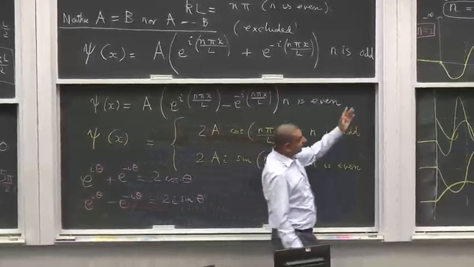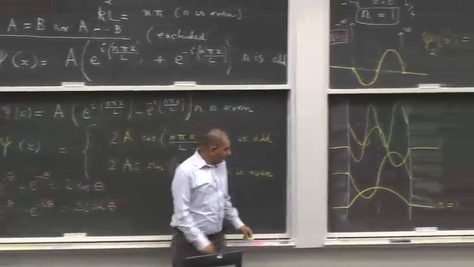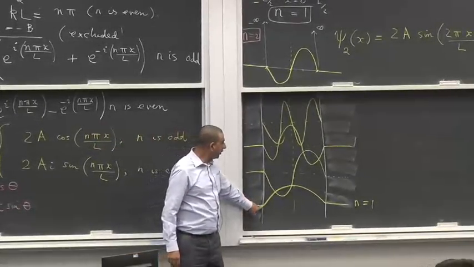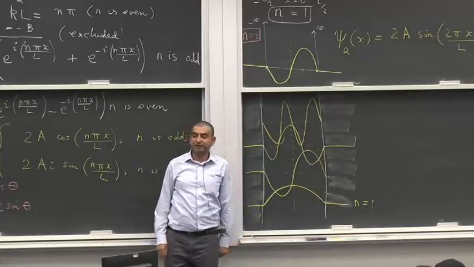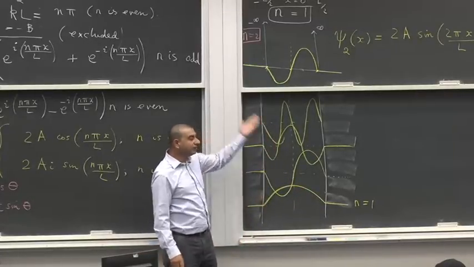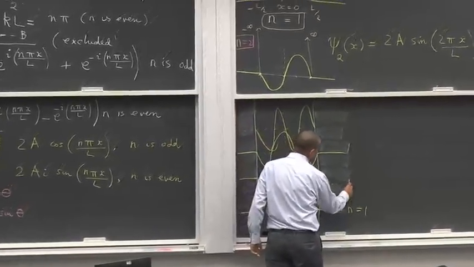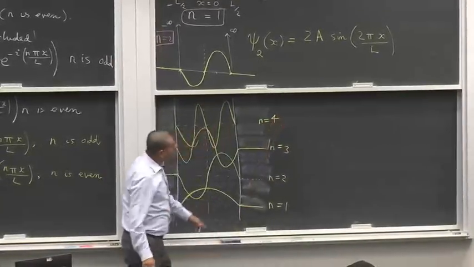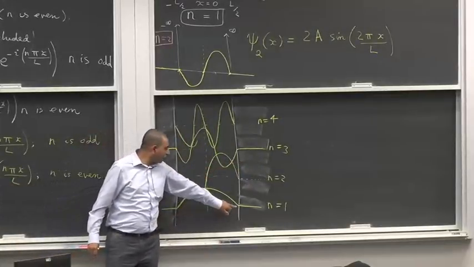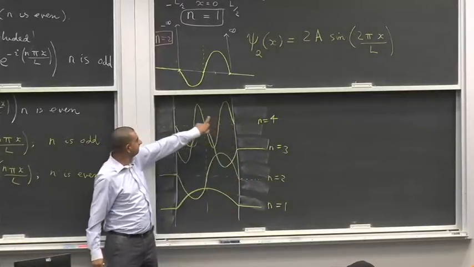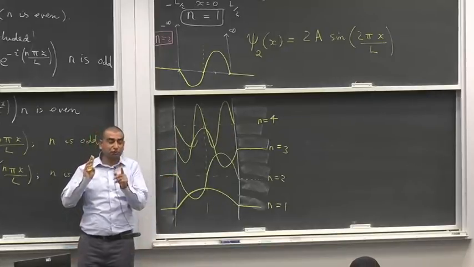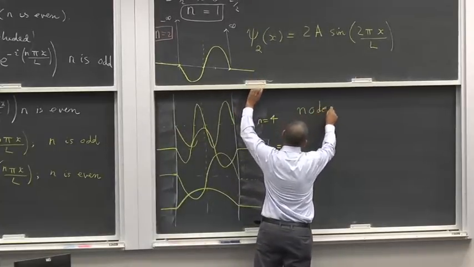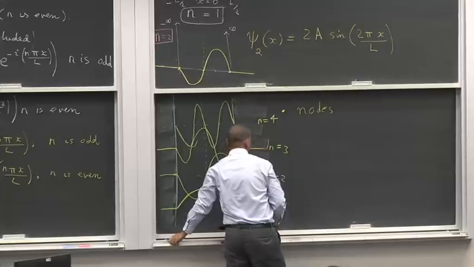Now there are certain observations here. First observation is that on the walls, what's the wave function? 0, always. For all the states, for n equals 2, n equals 3, n equals 4, and so on, whatever the value of n is, there is always a 0 at the walls. These zeros of the wave function are called nodes. The first observation is that we have nodes at the walls.